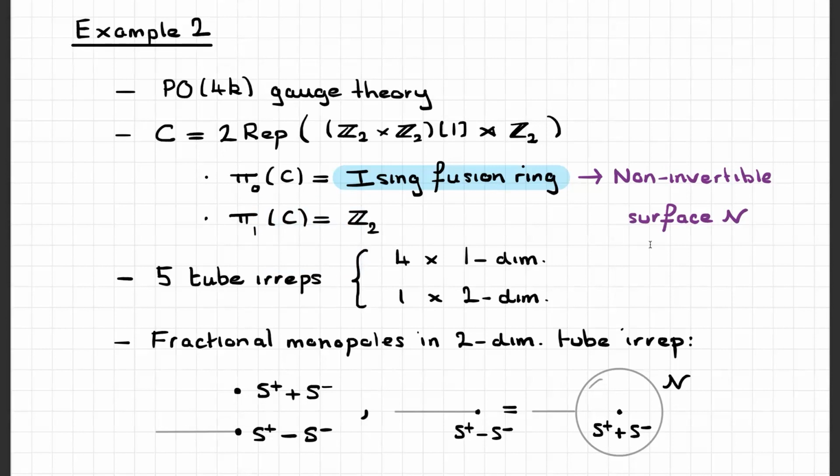And what you find in this case is that the non-invertible surface, N, exchanges these 2 things. So it exchanges the untwisted and the twisted sector. These operators transform in a 2-dimensional irrep.